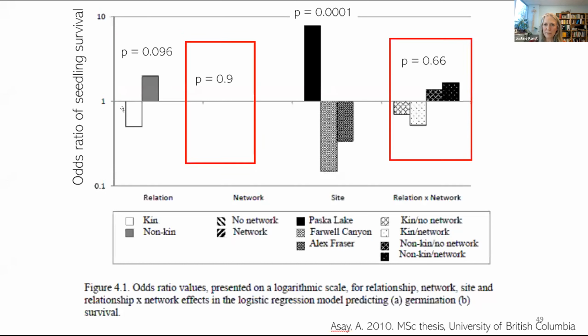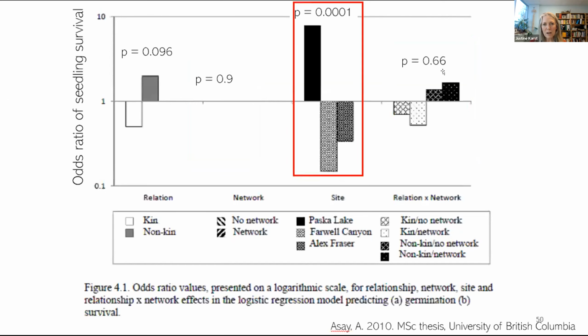When they looked at the effect of mycorrhizal networks, manipulating it through these mesh bags, they found no effect. You can see there's no bars because there was no effect at all. Whether the seedling had access to the mycorrhizal network or not had no effect on seedling survival. And this is looking at an interaction, which is saying a similar thing. Not surprisingly, the one thing that did affect how seedlings survive was the site that they were planted in.